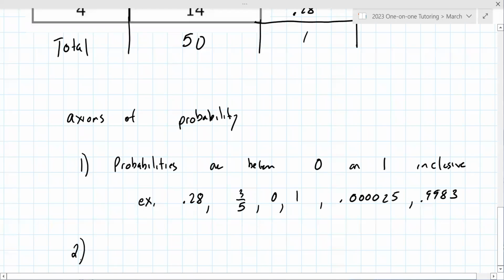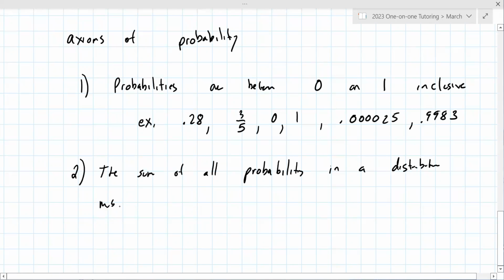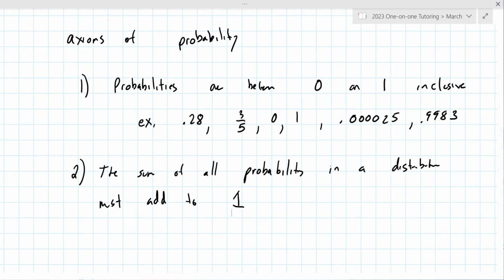The second one here is the sum of all probabilities in the distribution must add to 1. Okay, that makes sense.